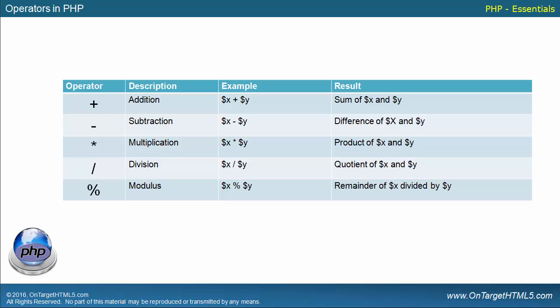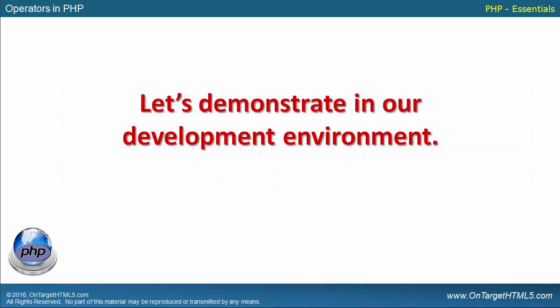And then the modulus operator, which a lot of people probably haven't seen before, is the percentage sign, and it's the remainder of two values. So if I take two values and divide them, whatever the remainder is, is the modulus of that particular value. In other words, if I had 3 divided by 3, my modulus would be 0. If I had 4 divided by 3, my modulus would be 1. So let's move into our development environment and we'll demonstrate some of these operators inside of PHP.